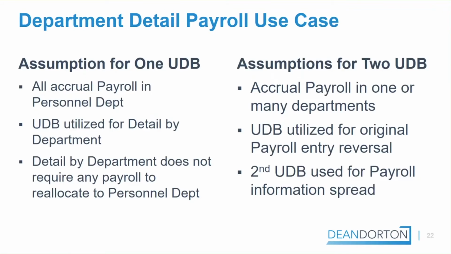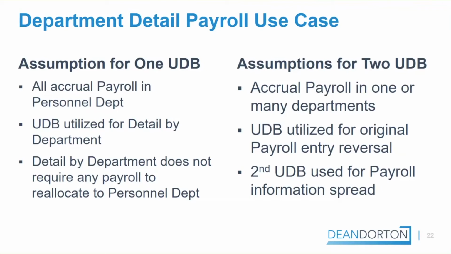So speaking of the payroll use case, here's an example of how a company might decide to use a user-defined book for a payroll breakout. If we have payroll, we might accrue all of our payroll in just a single personnel department. So we can use a user-defined book to actually detail that out. We can spread out the detail by department, and that's helpful if there's two assumptions here.